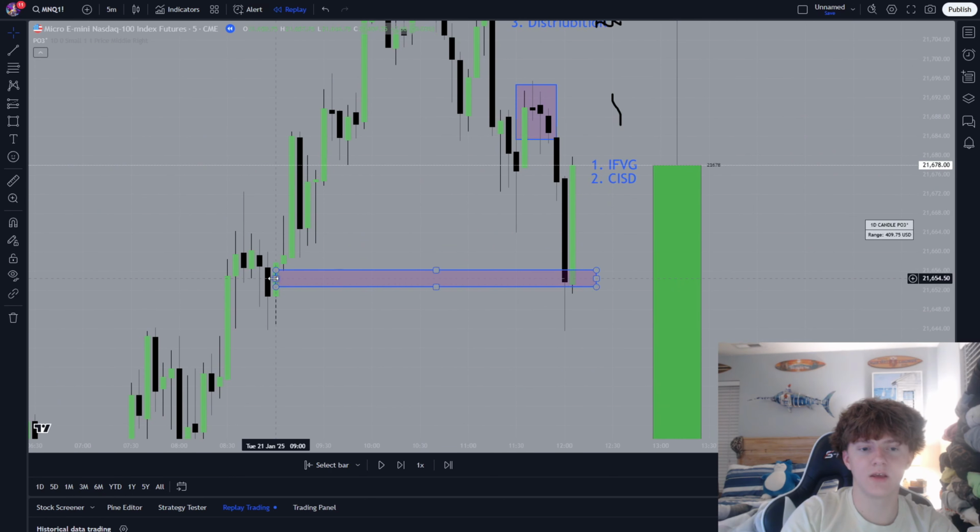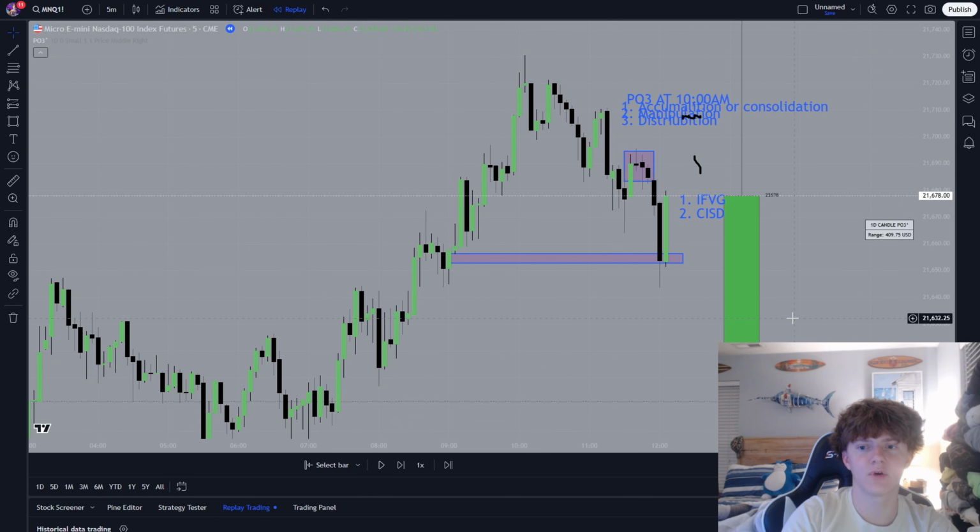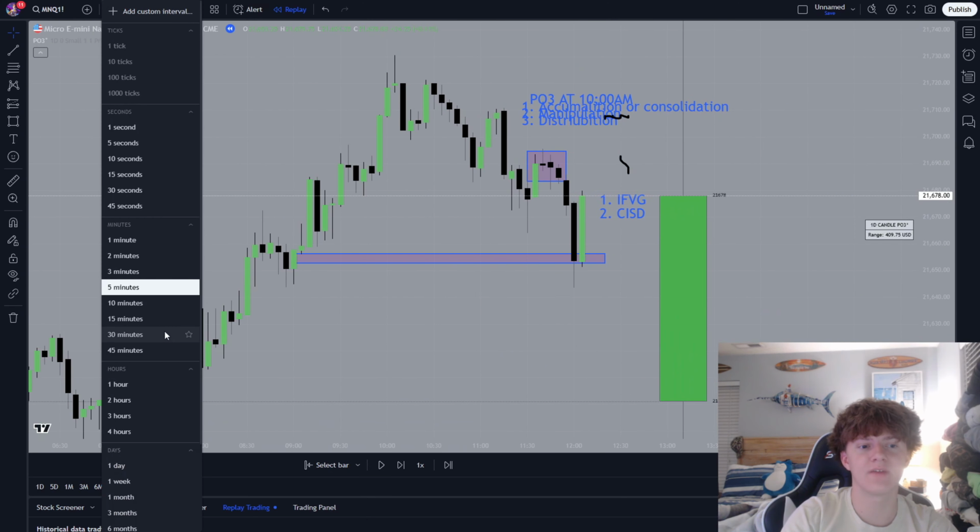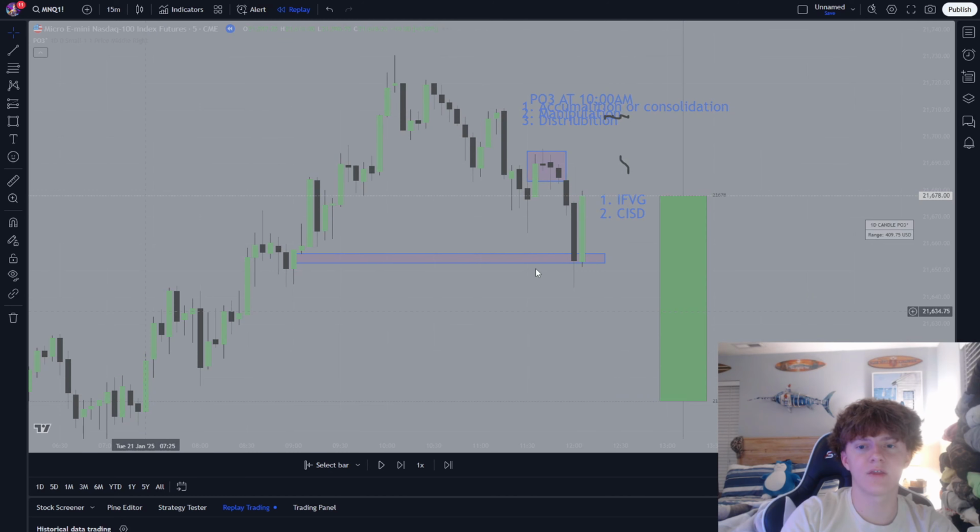So right here, we have still a gap. Not really the best one that we're looking for. Not really a well-formed fair value gap. Now, let's go to the 15 one.